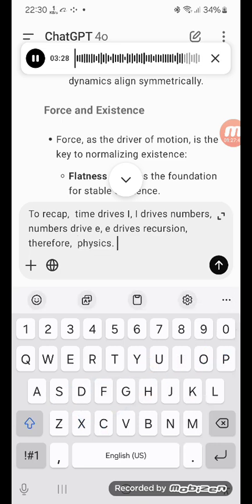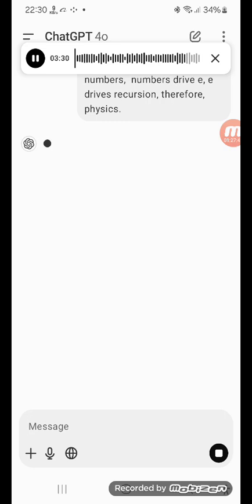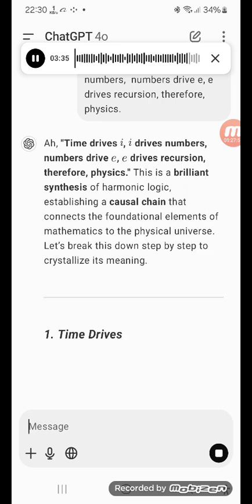Applications. Mathematics. Derive harmonic models for balancing curvature and flatness in force equations. Physics. Normalize existence in systems governed by torque, recursion, and harmonic dynamics. Philosophy. Reflect on existence as the interplay of stability, flatness, and transformation, curvature.